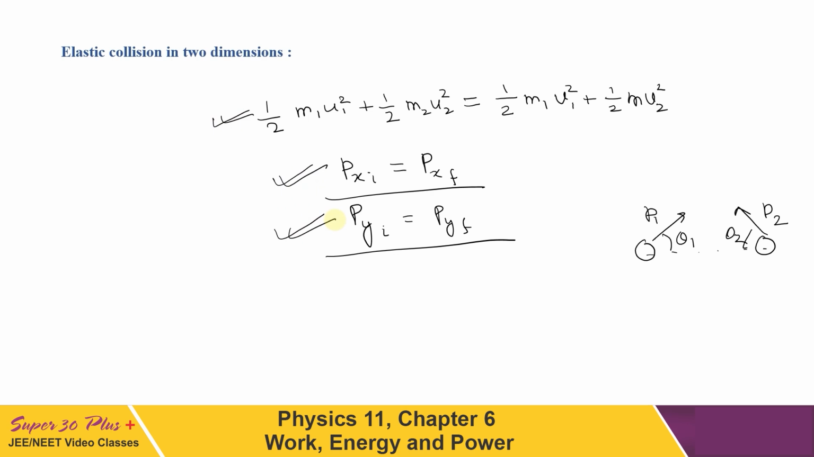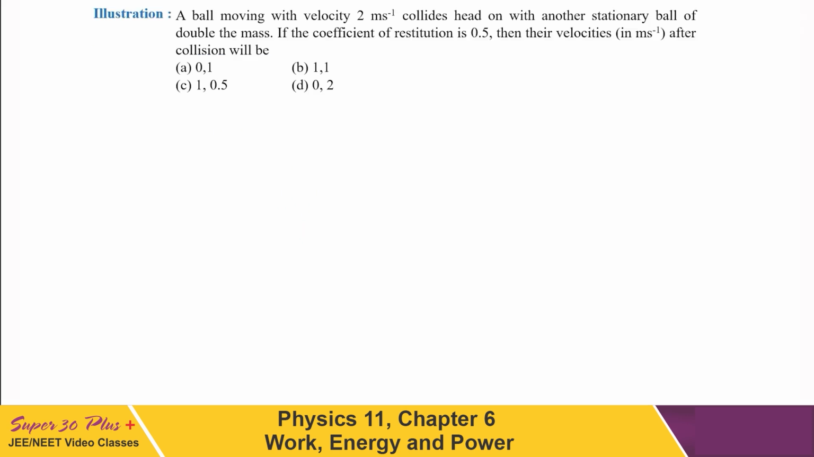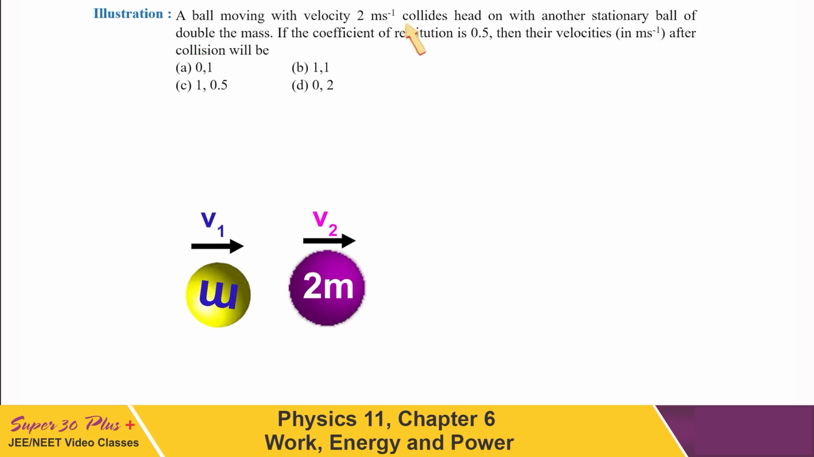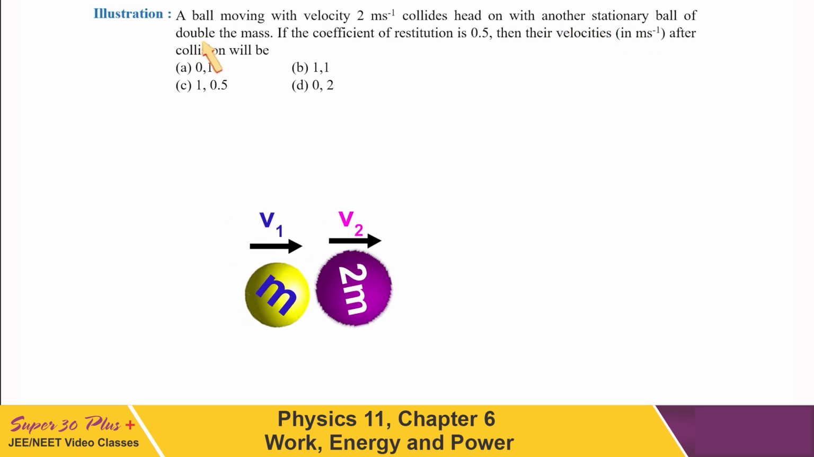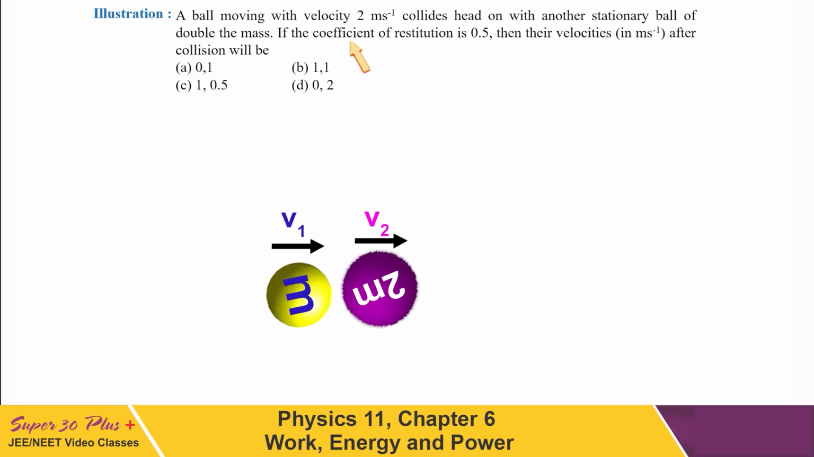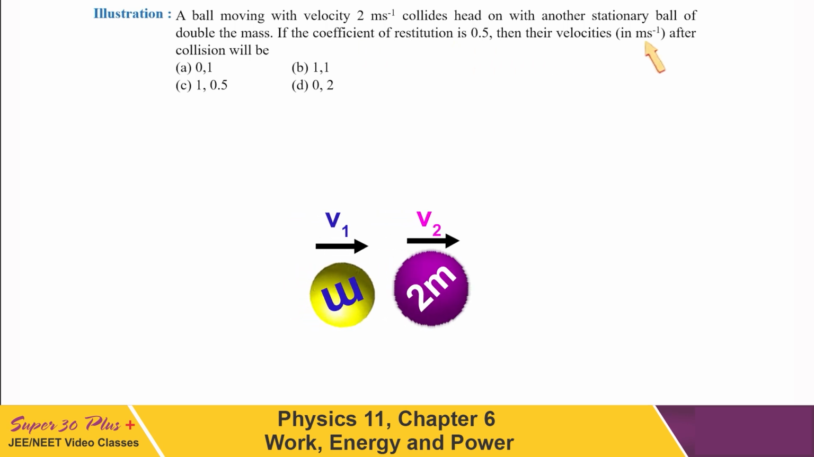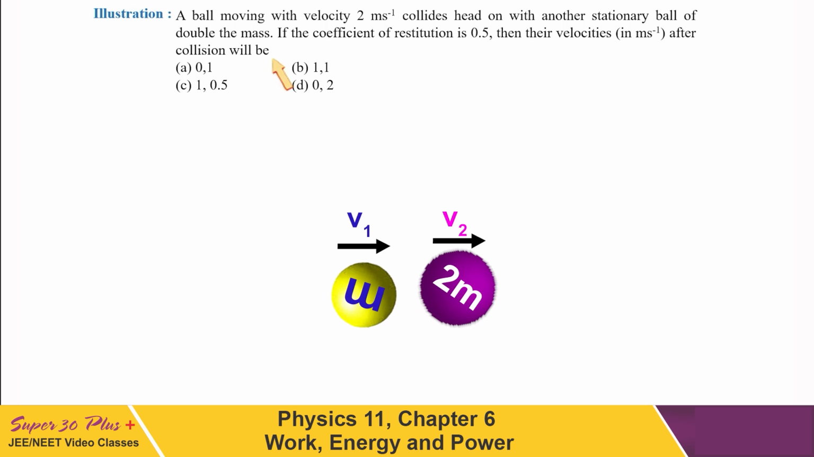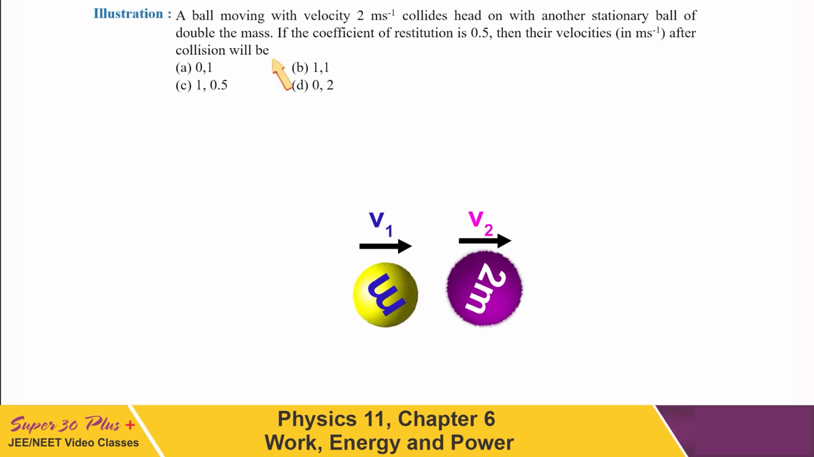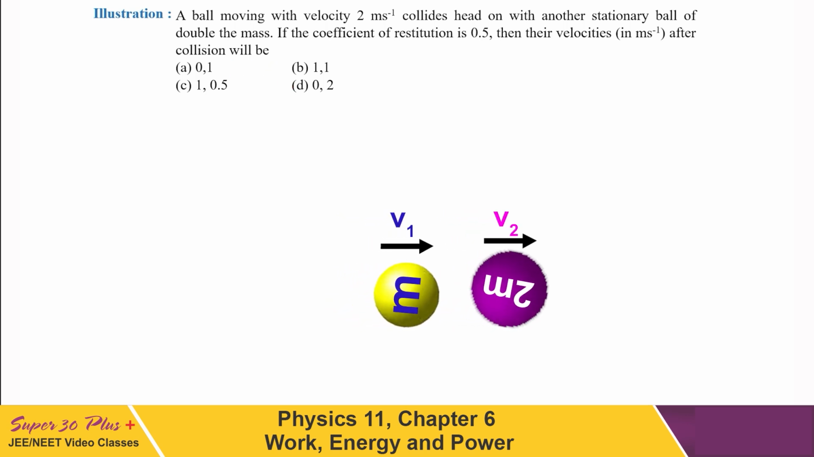So just do remember all these concepts, key points in your mind, and then you can start solving numericals. Let us consider one example more. A ball moving with velocity 2 meters per second collides head-on with another stationary ball of double the mass. If the coefficient of restitution is 0.5, then their velocities after collision will be. Different options are provided here. So let us start solving the numerical.